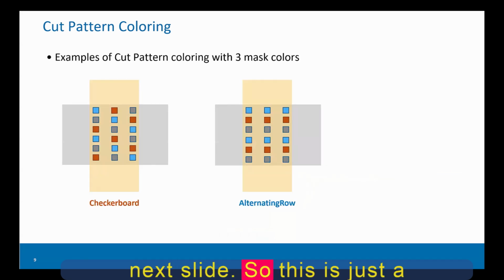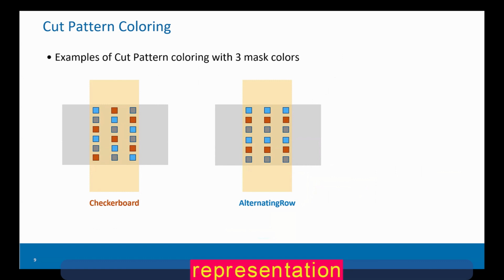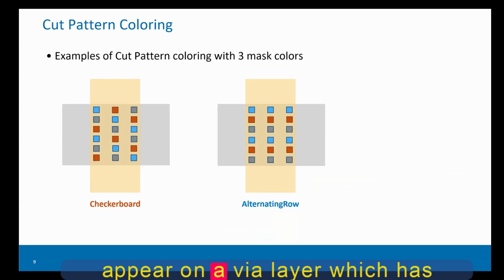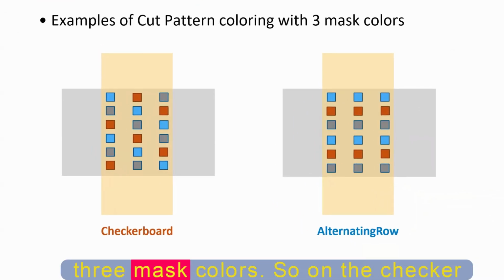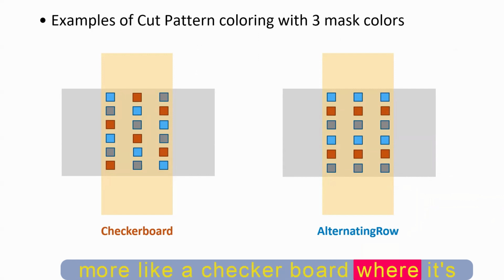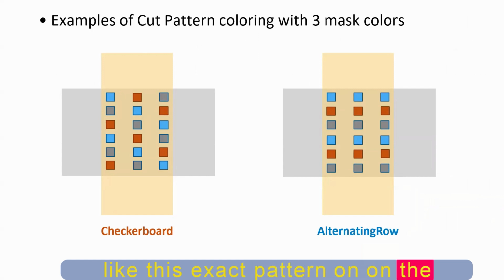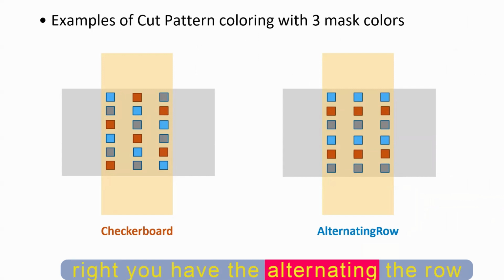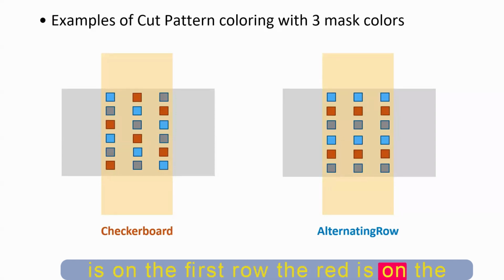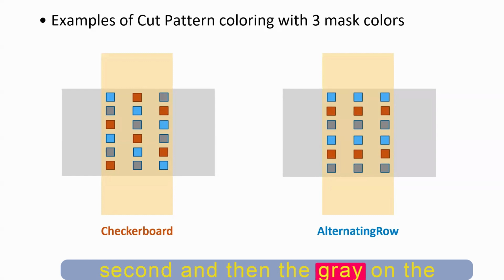This is a representation of how the cut pattern coloring would appear on a via layer which has three mask colors. On the checkerboard, the pattern is more like a checkerboard, like a zigzag pattern. On the right, you have the alternating row, where the mask colors are per row. The blue is on the first row, the red is on the second, and then the gray is on the third row, and then it keeps alternating.